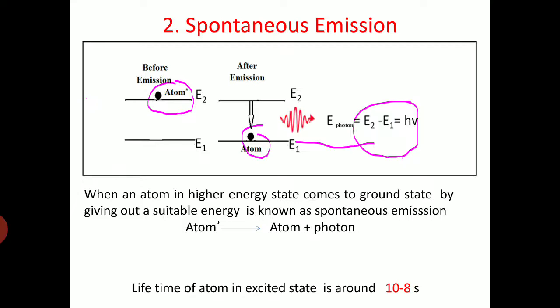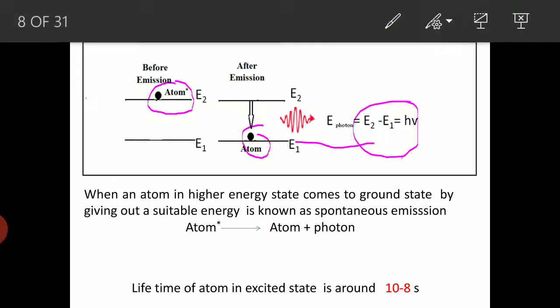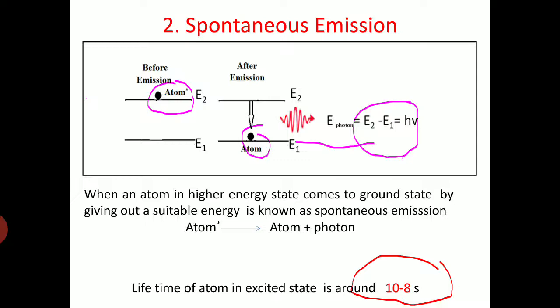Once again, this is a natural process. The important thing is that the lifetime of an atom in the excited state is around 10 to the power minus 8 seconds. It means whenever the atom goes to the higher energy state E2 or any higher energy state, it stays for a very short interval of time, of the order of 10 to the power minus 8 seconds. So within 10 to the power minus 8 seconds it comes back to its ground state by giving out the appropriate energy h nu.